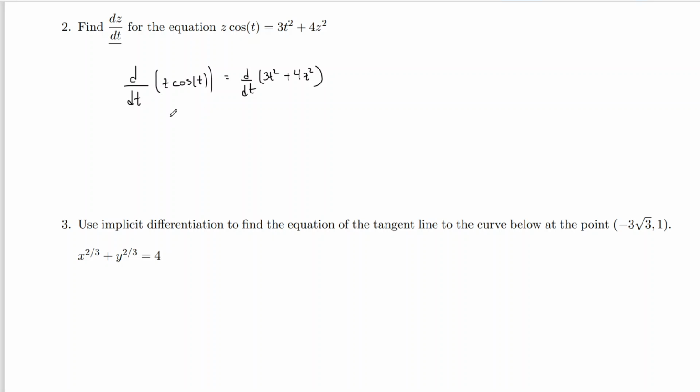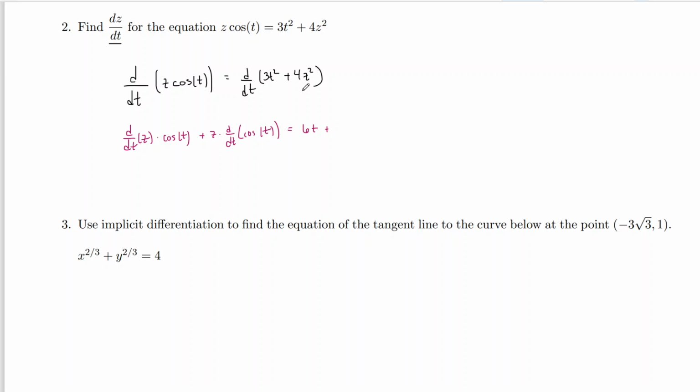All right, but on the left side, we have to use the product rule again because we have z, a function, times a function, z times cosine of t. So let's go ahead and do that. Our product rule says do the derivative of the first, d over dt of z, times the second, cosine of t, plus the first, z, times the derivative of the second, the derivative of cosine of t, equals, and now on the right side, the derivative of 3t squared, we can just use the normal power rule because it's t, and we get 6t, and then plus 4z squared.